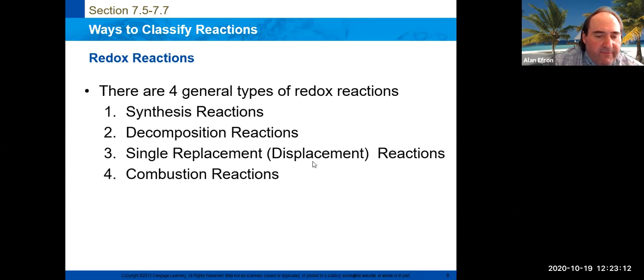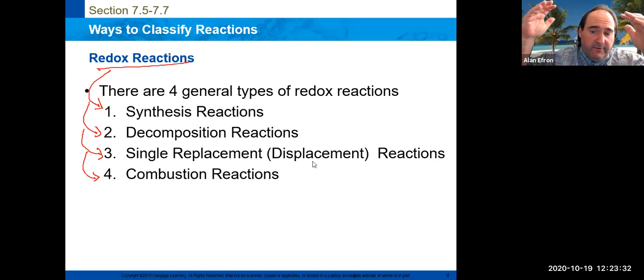Now, as I mentioned before, redox reactions are the big umbrella under which these more specific types of reactions occur. So all these ones can be classified as these types of reactions on their own, but they also are classified under the big umbrella as redox reactions. So oxidation reduction is occurring here.